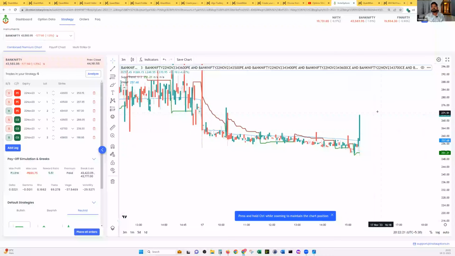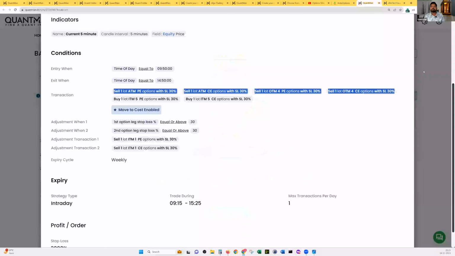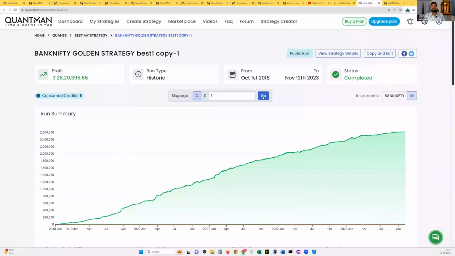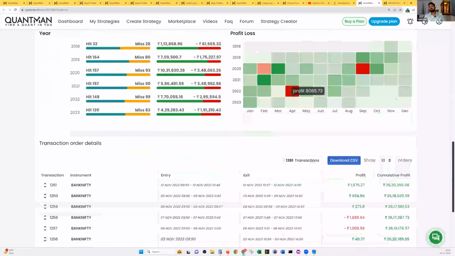So whatever is shown over here, this is okay, but still this will not work in the real market, because the slippage will be very high. The slippage may go to 1%. Okay, so if it goes to 1%, definitely there will be some sort of impact, because in the money, I don't suggest.